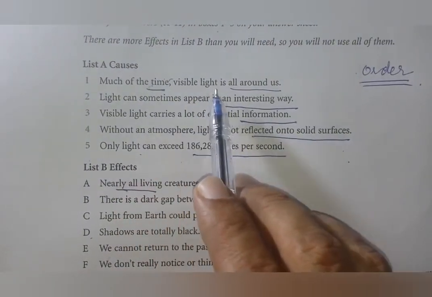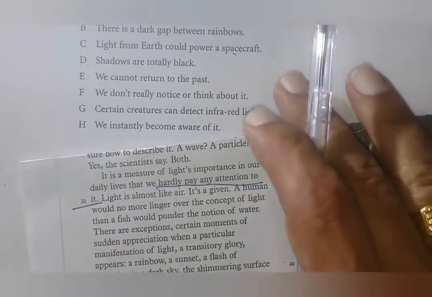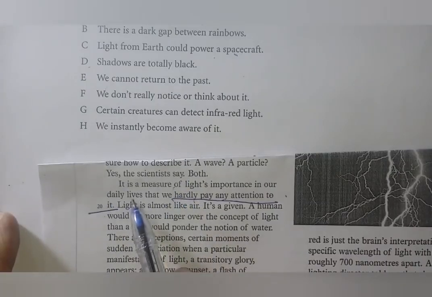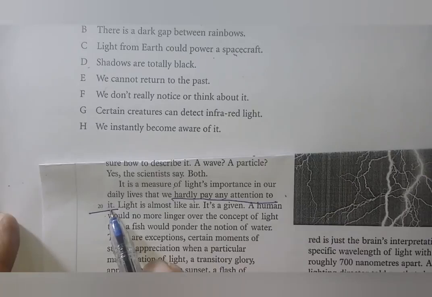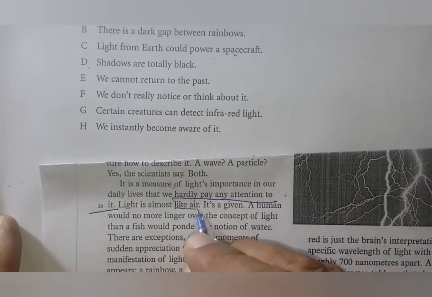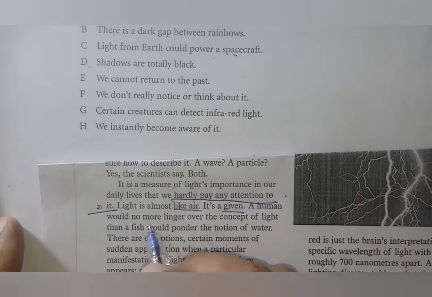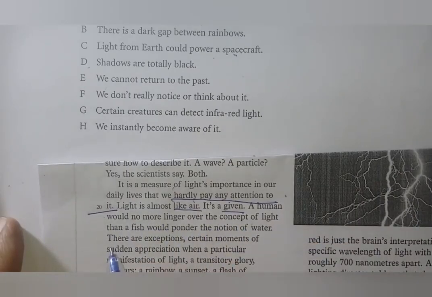Much of the time visible light is all around us. He has clearly described everything important in our daily lives. We hardly pay any attention. Light is almost like air. It's a given. A human would no more linger over the concept of light.